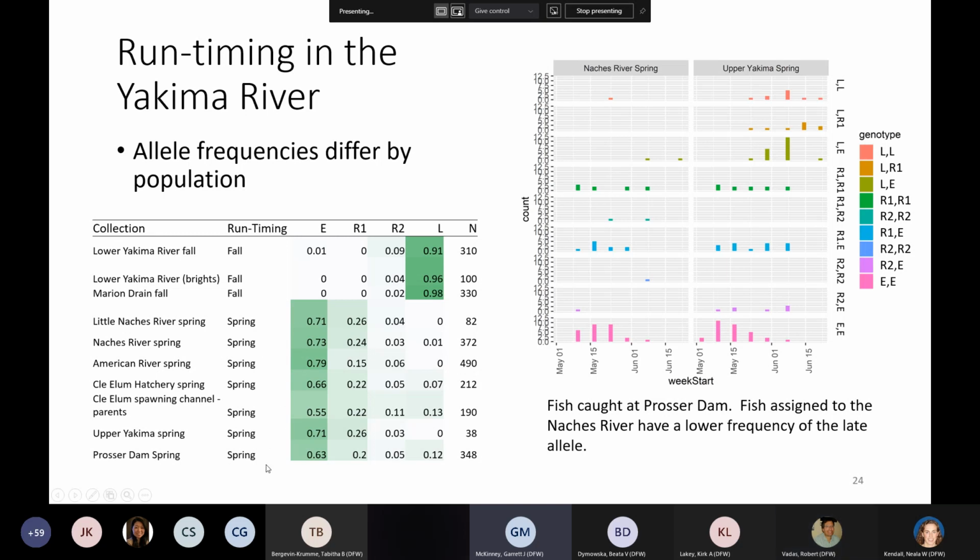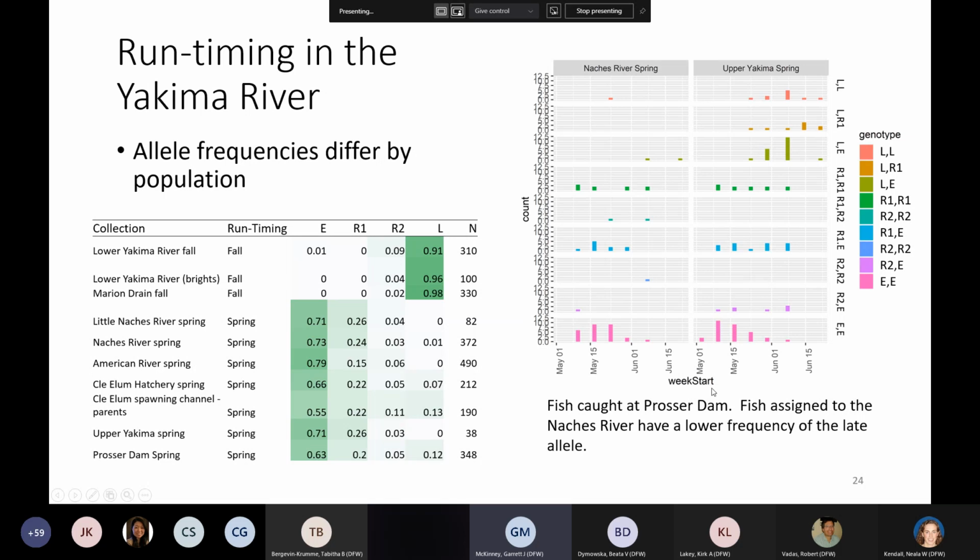When we look at the spring populations, what we see is there's also a high frequency of the early allele, which is expected. The next highest is the recombinant 1 allele, which is up to 26%, so pretty common. The R2 is generally rare. But then what was interesting is the only appreciable frequency of the late alleles is showing up in the Cle Elum hatchery population.